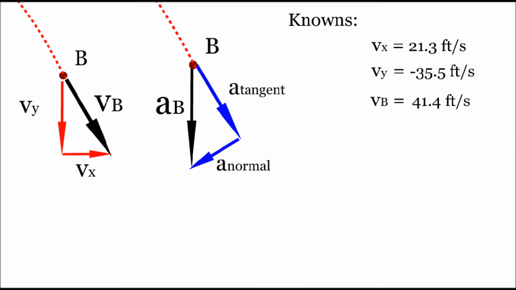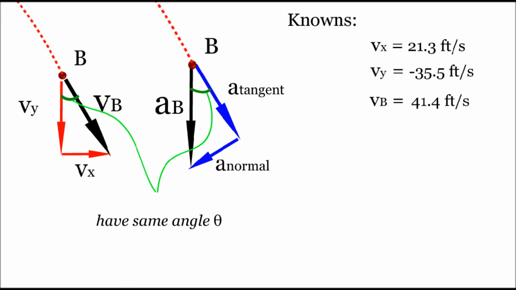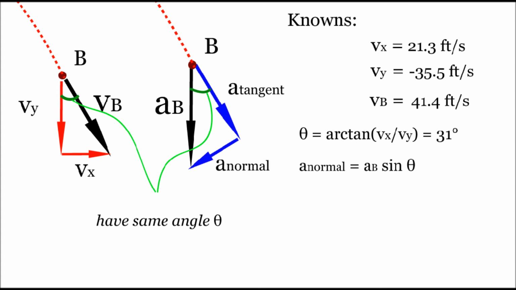At point B, there's a downward acceleration due to gravity, and that can be split into a tangent and a normal component. If we compare the triangle on the right and the left, we'll see that they share the same angle, theta. Looking at the left triangle, we'll find that theta is the arctangent of the x velocity over the y velocity. That's just 31 degrees. Looking at the triangle on the right, we'll find that the normal acceleration is simply the magnitude of the acceleration times sine of theta, that angle. And plugging in the numbers, we'll find that to be 16.6 feet per second squared.